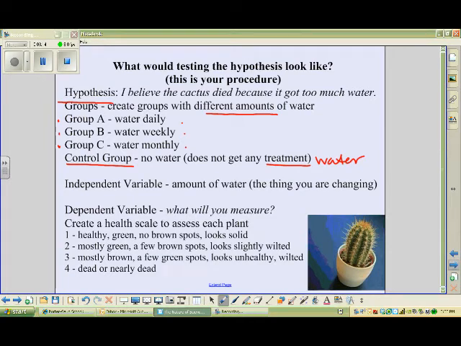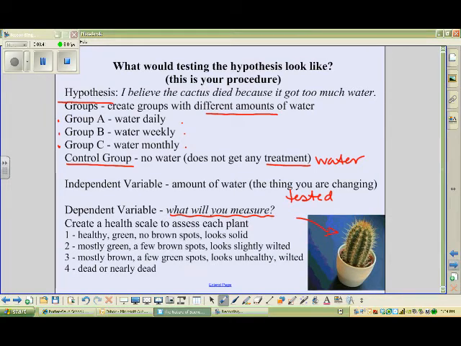Once we've set up our groups, we really need to make sure that we understand what our variables are. What's the independent and dependent variable? The independent variable is the thing that you are changing, often also referred to as the thing that is being tested. So we are testing the amount of water. So the independent variable is amount of water. The dependent variable is the thing that you're going to measure. What data are you actually going to collect?